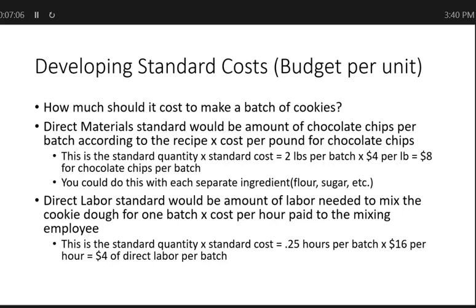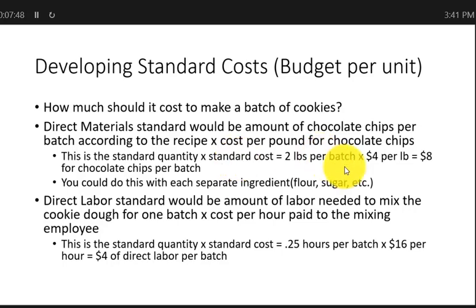So we start with direct materials. What ingredients do we need to add into our cookies to make a batch? Okay, so we would look at the recipe. One of the things in that recipe might be chocolate chips. So we look at what the recipe calls for, the amount of chocolate chips per batch, and then we multiply that by the cost per pound. What is it going to cost us to get chocolate chips?